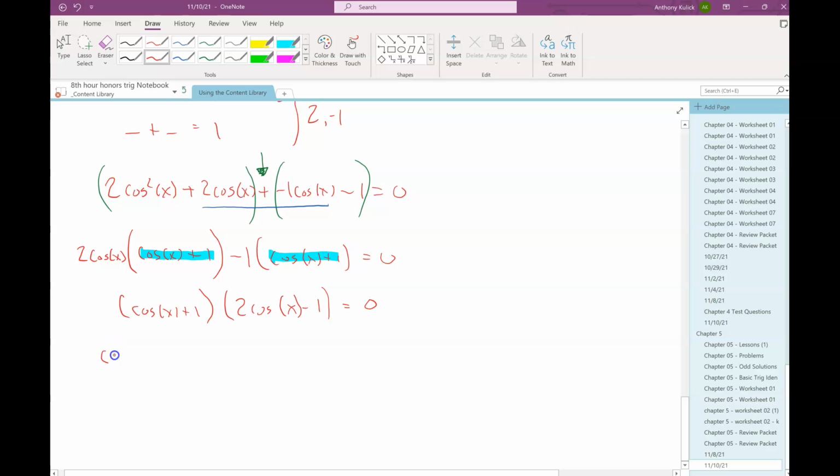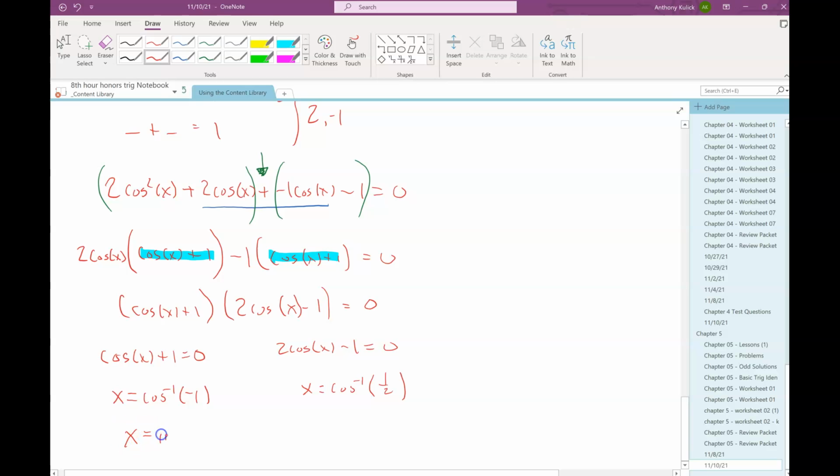Now that we've got it factored, we can apply the zero product property and set each of these factors equal to 0. So for the first one, I'm finding the cosine inverse of -1. And for the second one, I'm finding cosine inverse of 1/2. Everybody good with that?